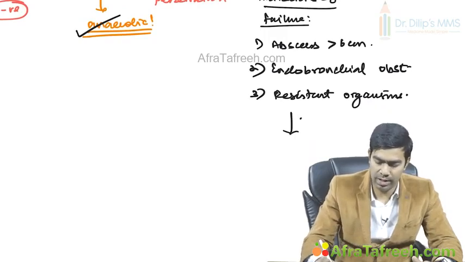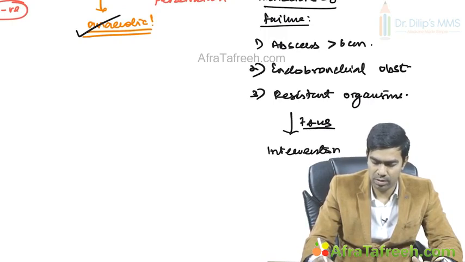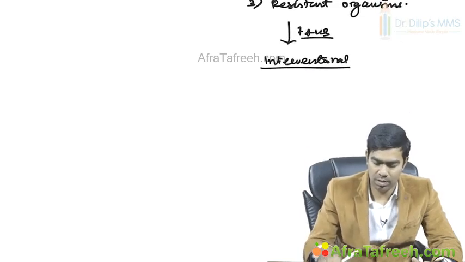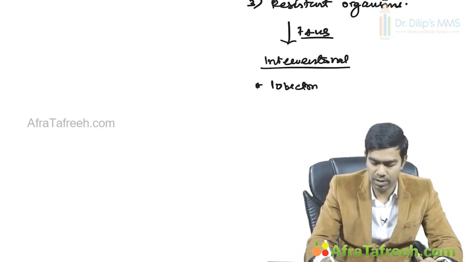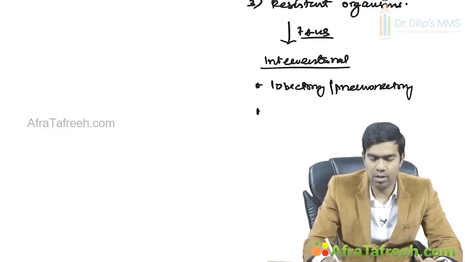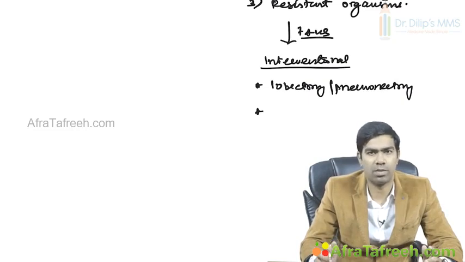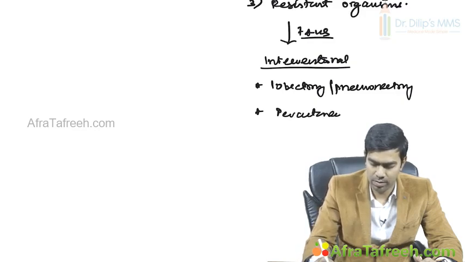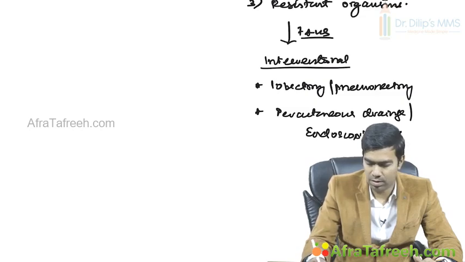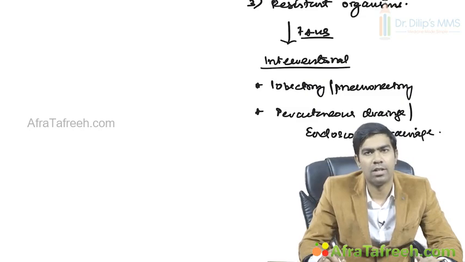Suppose your medical treatment really fails, you can go for certain interventional management. For example, you can do a lobectomy or a pneumonectomy, depending on the case-by-case indication. Or you can do other less problematic procedures like a percutaneous drainage or an endoscopic drainage via bronchoscopy or a pigtail catheter. So you can do all this also.